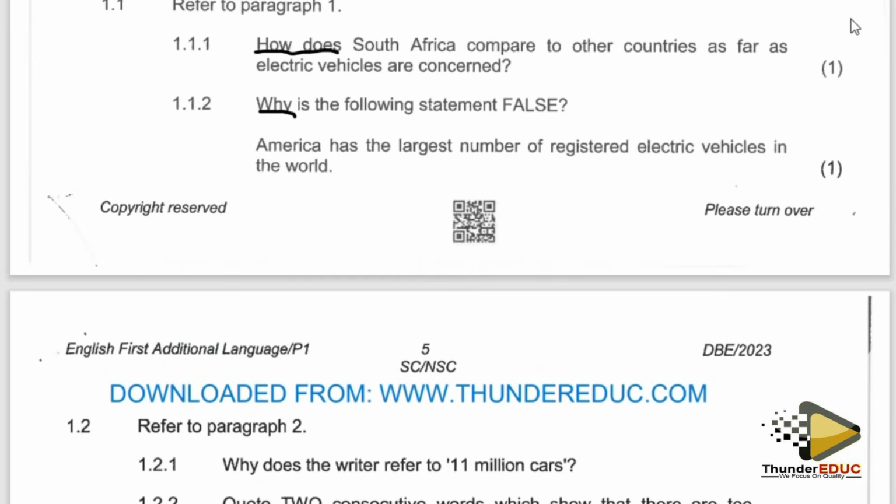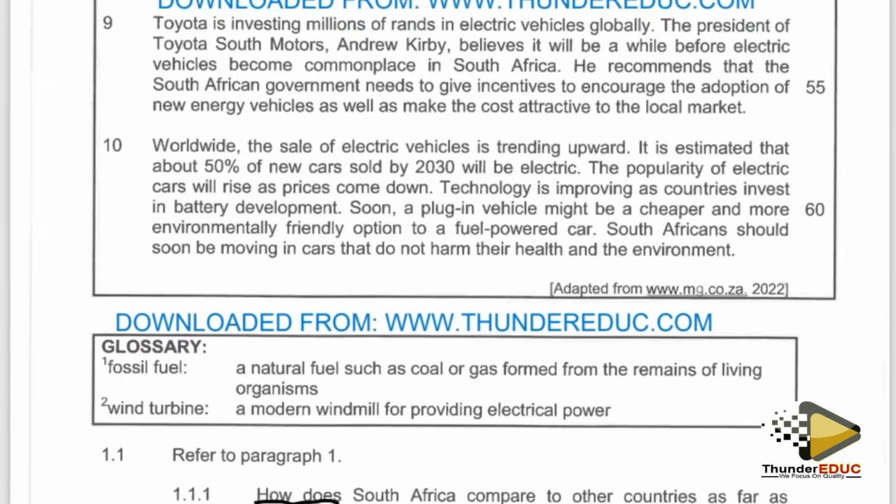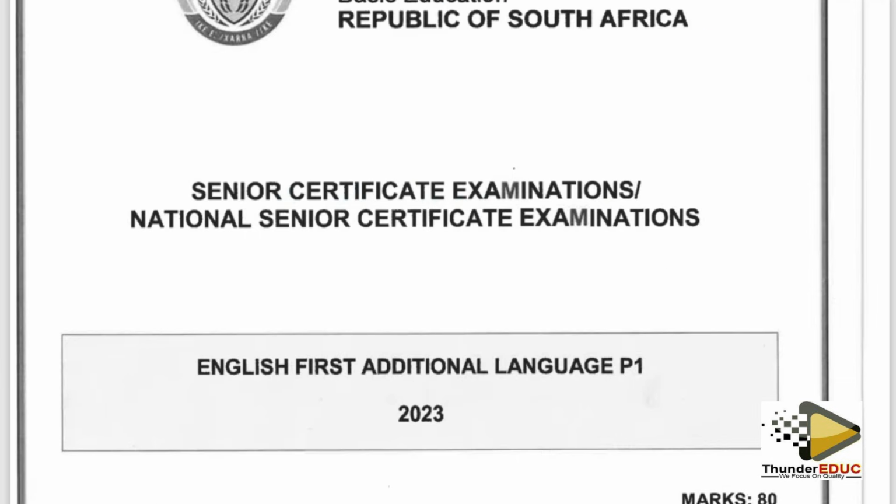Right. I will just take a few sample questions that I will describe and explain how you're supposed to answer them. For example, they say quote 2 consecutive words. Right. When they say 2 consecutive words, these are words that follow each other, not random words. So let's go to paragraph 2. It says quote 2 consecutive words which show that there are too many inhabitants in some areas of South Africa. All right, let's go to paragraph 2 and see our 2 consecutive words.